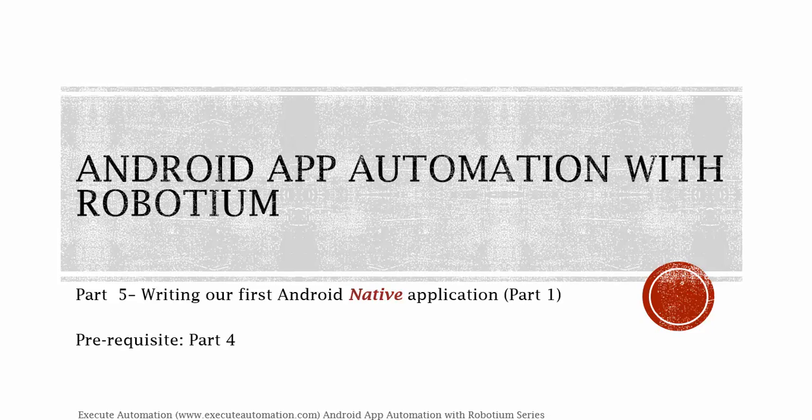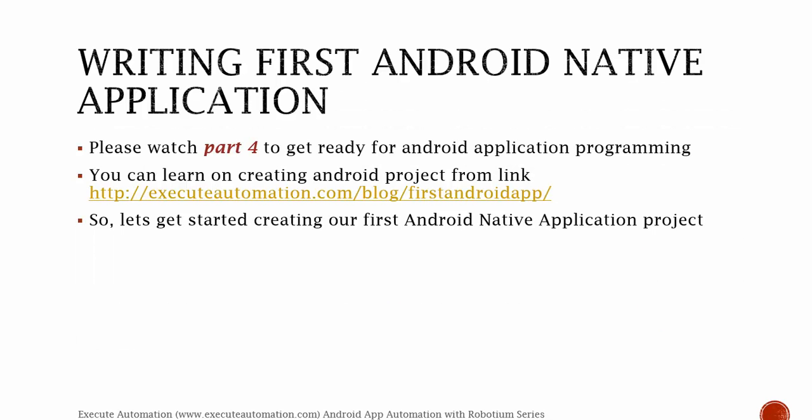Remember, there are two types of Android application. One is native and another one is hybrid. And we're going to first write the native application. Writing our first Android native application. So as I already told, please watch part 4 to get your environment ready for developing your Android applications.